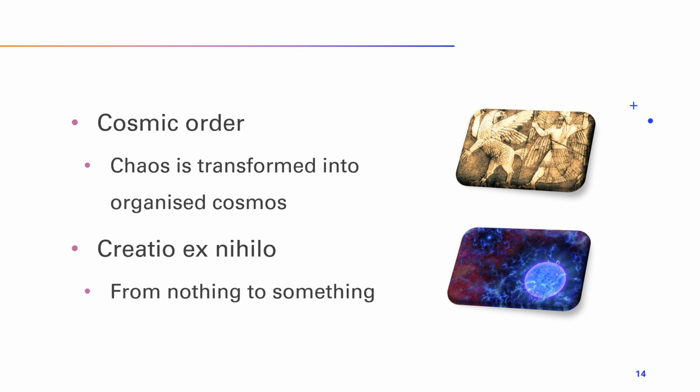So we have looked at 2 cosmological stories, the ancient Enuma Elish and the modern Big Bang theory. Now, let's summarize a key philosophical idea common to both of them, which is the idea of cosmic order. Both stories start with chaos. In Enuma Elish, it's symbolized by Tiamat. In the Big Bang theory, it's represented by the singularity. Both stories describe a process of moving from chaos into an organized cosmos. In philosophy, we call this idea creatio ex nihilo, which is Latin for creation out of nothing.